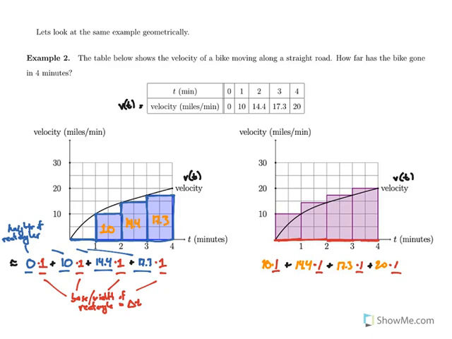And now the heights of the rectangles are these other values, the 10 and the 14.4. 10 is our first one, 14.4 our second, 17.3 our third, and 20 our last one. And we're adding those up. And we might be able to see kind of what we're really going to be looking for is the area under this velocity function. And we're estimating that area with these rectangles.